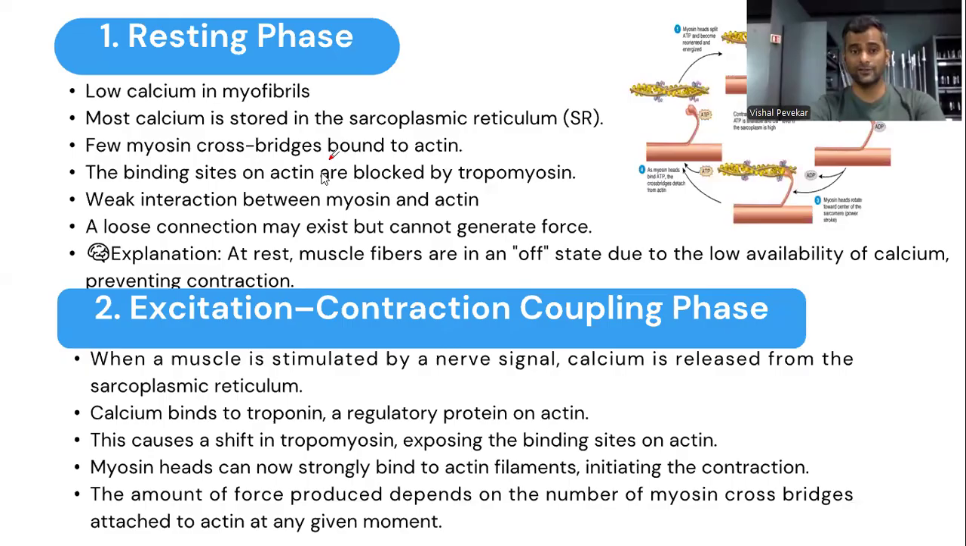Then you move to the last phase, which is your relaxation phase. What happens? The signal ends, and the calcium is pumped back into the sarcoplasmic reticulum. Without calcium, troponin and tropomyosin return to the original position. So the binding site where the head was attached is again blocked by tropomyosin, and the head of the myosin can no longer attach. This way the muscle returns to the relaxation phase, which is also important.